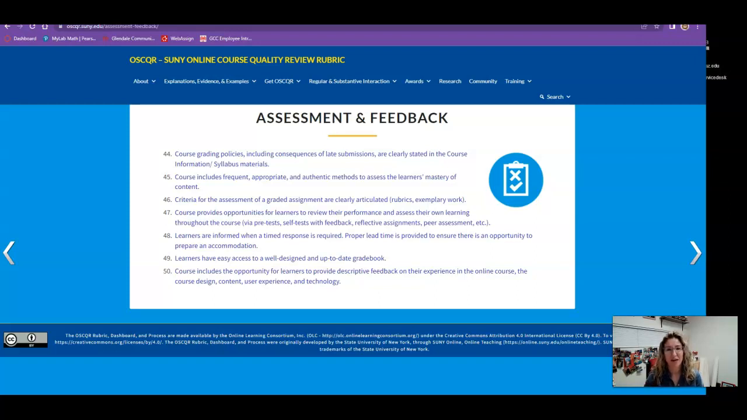Have you made sure that as your students are working through your class and you're grading their assignments, that they know what to expect before the assignment is graded? Have you given them examples? Do you have a rubric? If you were a student, would you know what to expect?